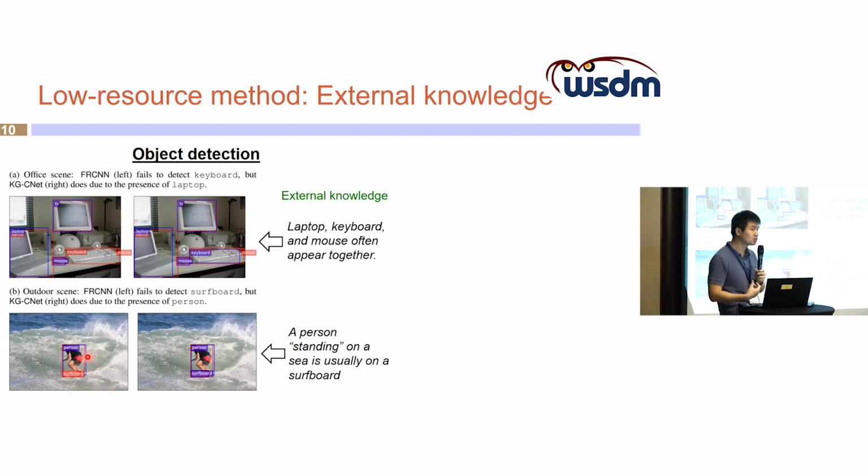Because from the picture, the surfboard may only have a few pixels visible. So it's really difficult for any algorithm to pick that up. However, if we bring in external knowledge, we know that a person standing on the sea is usually standing on a surfboard, right? So with this knowledge, we can actually push up the detection of a surfboard.